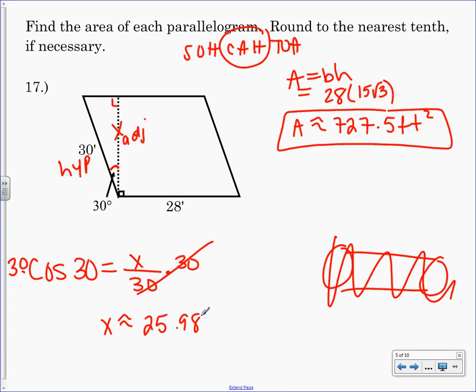It's the same. If you're going to do this, though, you're going to keep that number in your calculator and multiply it by the 28. You don't want to use 25.98 because that's not really true. Does that make sense? Okay? So you have two choices. Do your 30, 60, 90 or do SOHCAHTOA. I don't care. Is anyone confused or not getting the right answer?